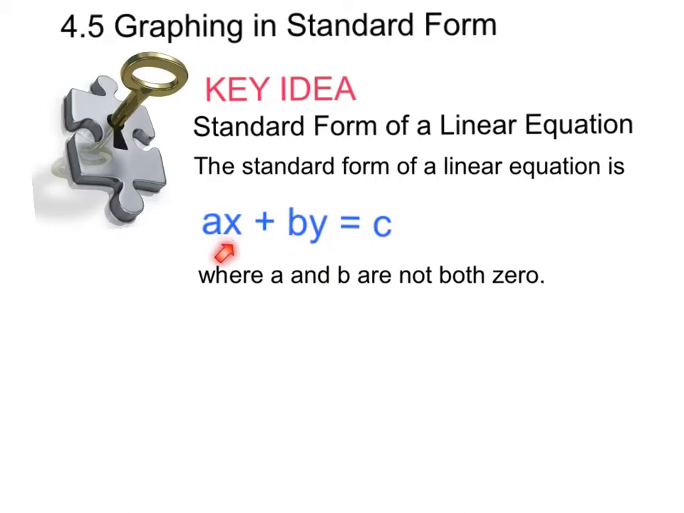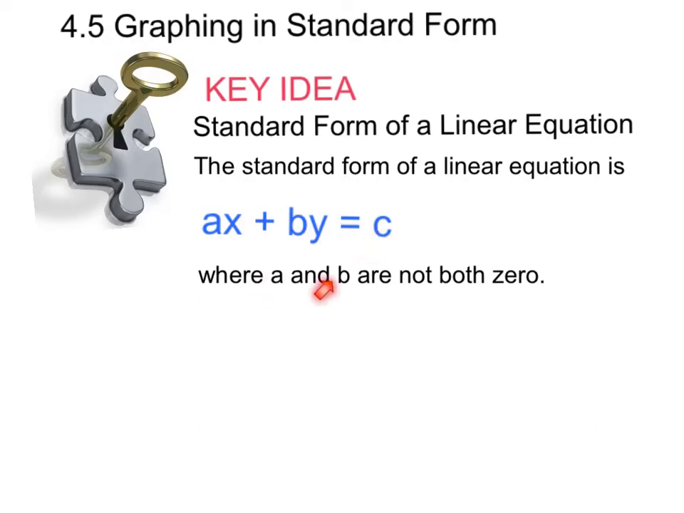The standard form of a linear equation is this: ax plus by equals c. A, b, and c are numbers. So these are all coefficients. A is the coefficient of x, b is the coefficient of y, and c is just a constant. So this could be 5x plus 2y equals 7, or negative 3x minus 2y equals 5. Now a and b, though, cannot be 0.